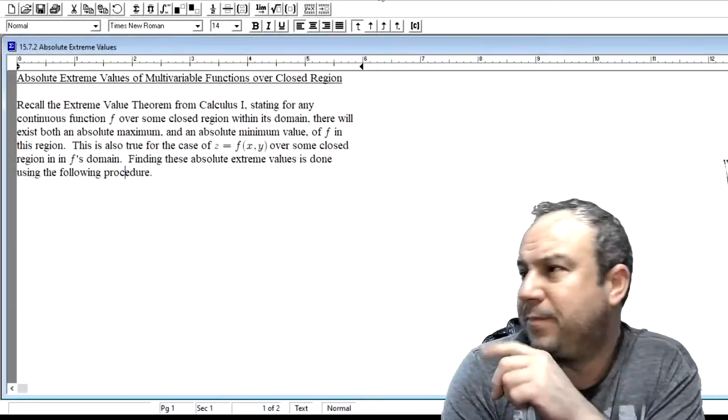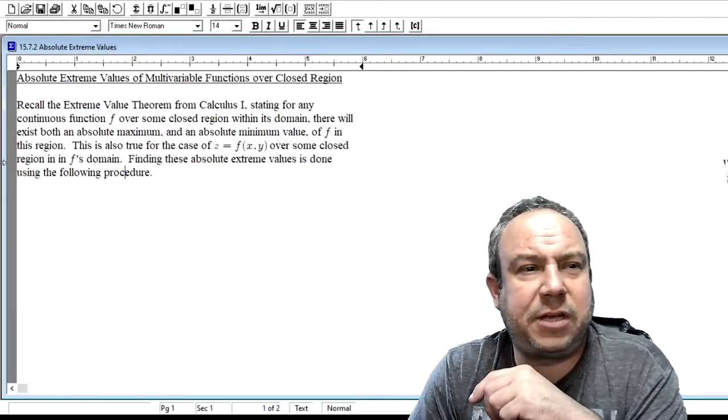We're going to look at the case for absolute extreme values of multivariable functions over closed regions. We are going to finish our study of partial derivatives here, with a little bit more work with extreme values. But in this case, looking at absolute extreme values on closed regions, folks.